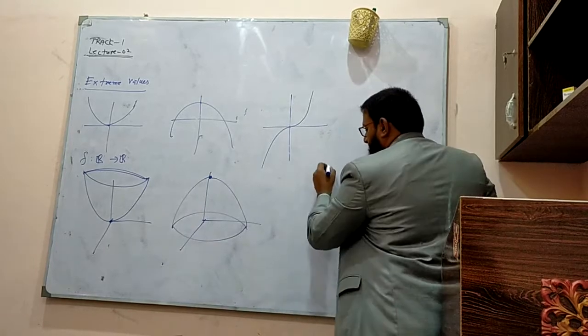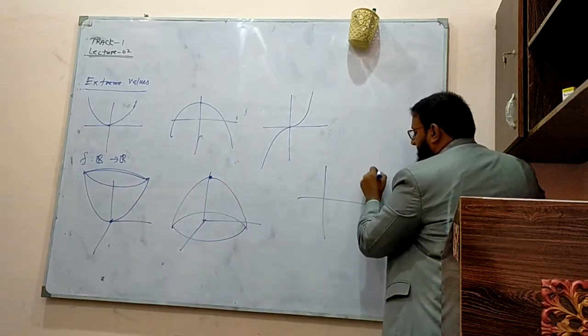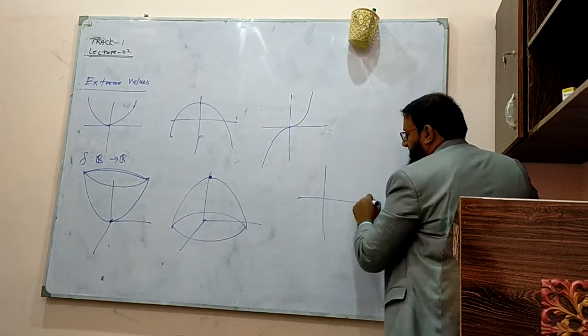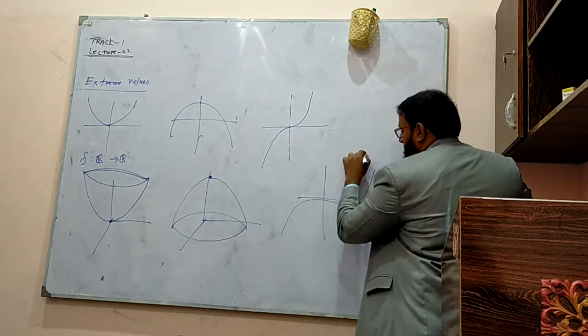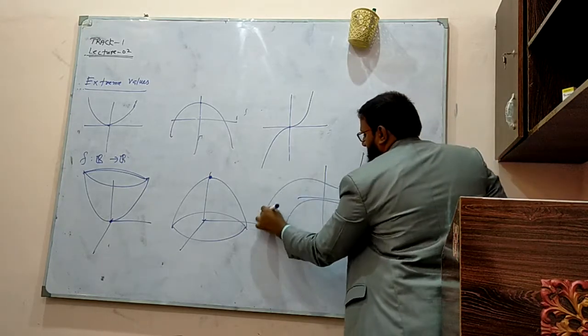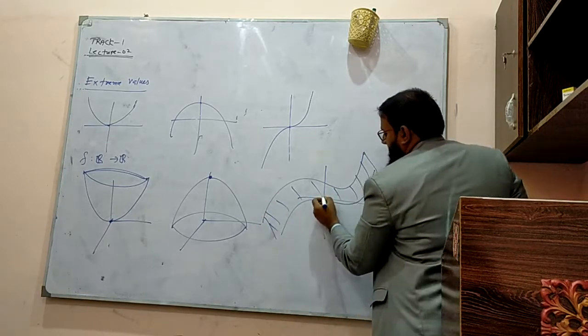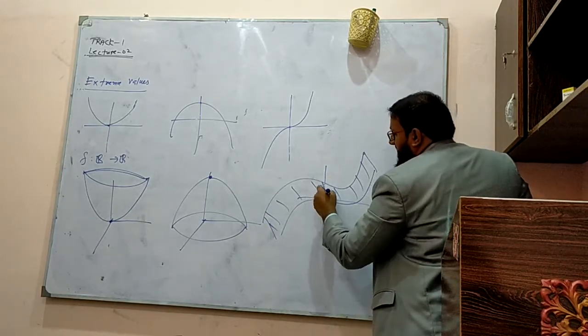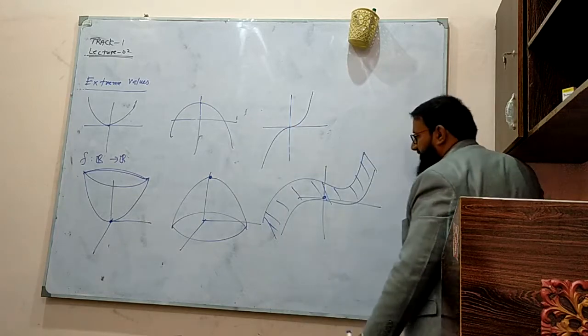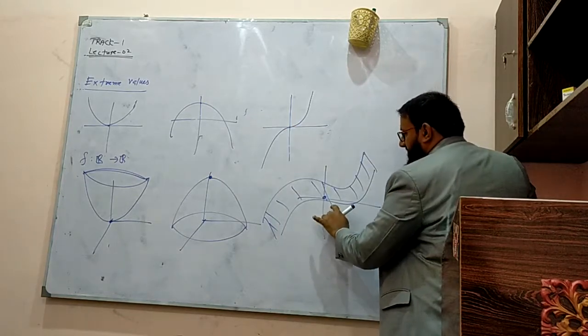This is maximum, and we might have a surface that simply looks like this. That's interesting. That looks like this. So this is a surface, and simply there would be a point or a line which behaves like this. This is also an easy case.